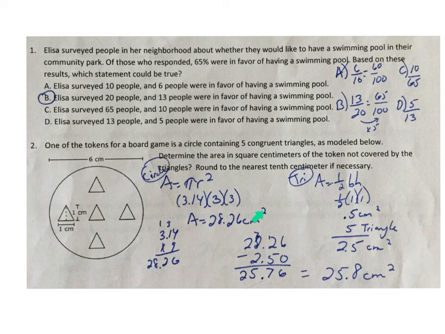So when you take the original circle and you subtract 2.5 from it by lining up those decimals, you get 25.76 left over. So again, it's the area of the circle minus the area of these 5 triangles because it's not covered by the triangles.